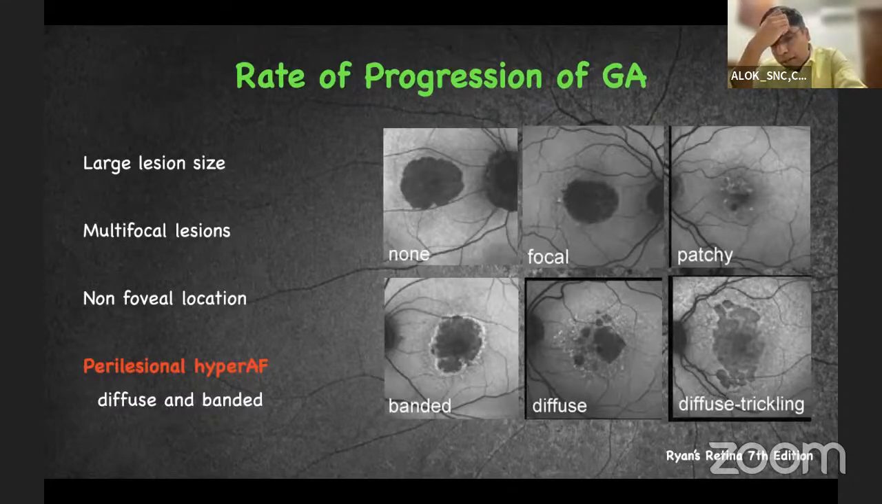Now, there are certain risk factors for progression of geographic atrophy, and these include a large lesion size, multifocal lesions of geographic atrophy, non-foveal location, and if you see perilesional hyperautofluorescence, either diffuse type, granular type, or a banded type, as shown in the figure.